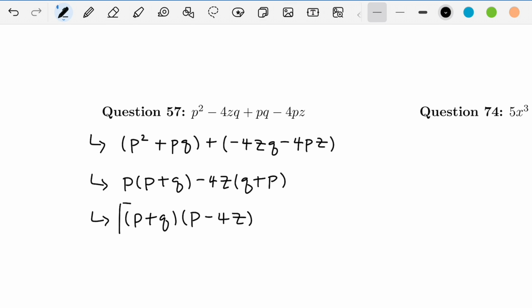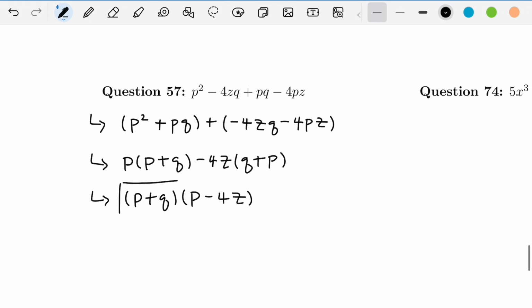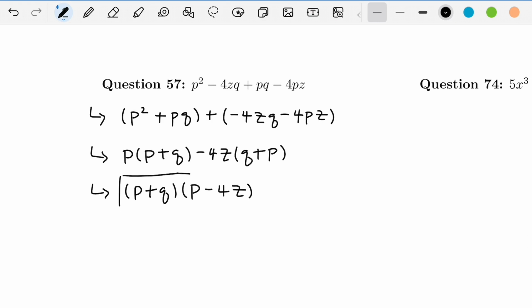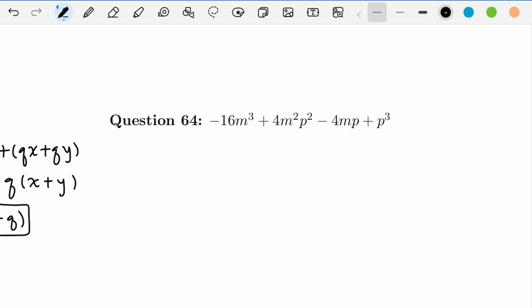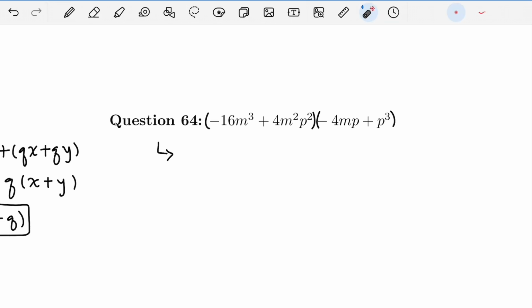So this would be our answer for this one when we factor by grouping. There we go. So for this next example, I'm going to group the terms exactly like how they're written here. So this will be my first pair, and then this will be my second pair. For my first pair, they share a common factor of 4m squared.